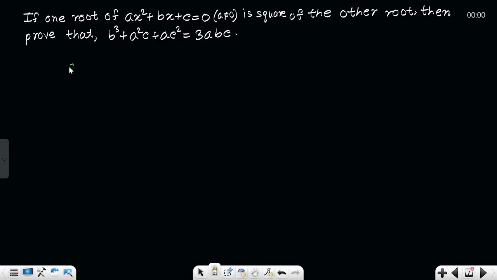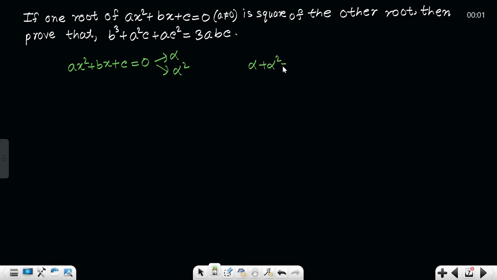What we will do? First, we are given the ax square plus bx plus c equals 0 equation. Its root is alpha. What will be the other root? It will be alpha square, because one root is the square of the other root. We can imagine that the other root is alpha square. So what we can write?